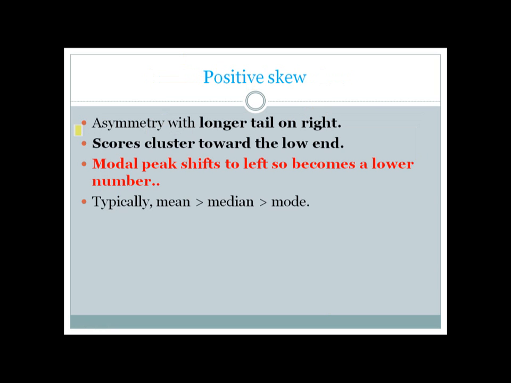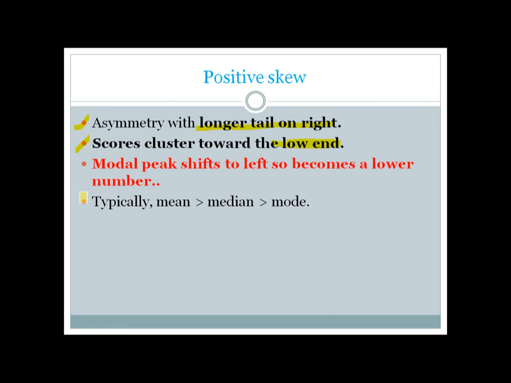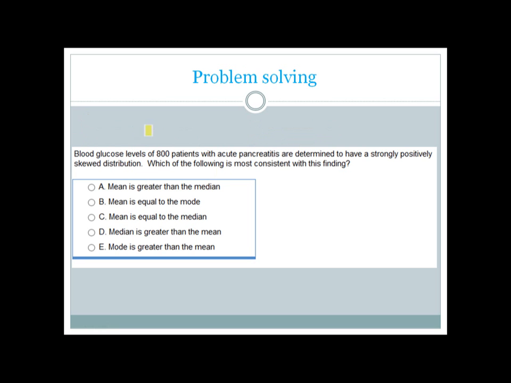In positive skew, you have an asymmetry of the bell-shaped curve with a longer tail on the right side, and the scores cluster toward the low end. Here you can see the scores clustering at a lower value, and the modal peak shifts to the left, so it becomes a lower number. Typically in positive skew, the mean is the highest value, followed by the median, and the mode becomes the lowest value. Now we can solve the problem.